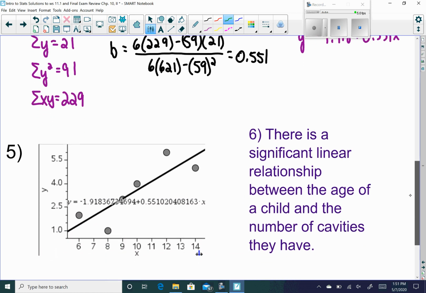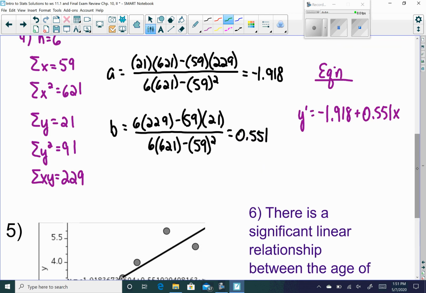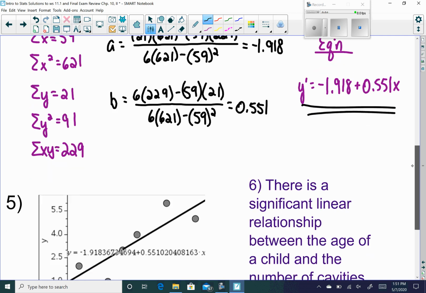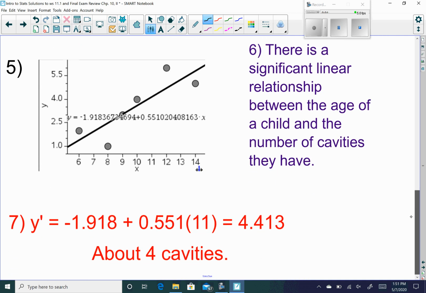So summarize the results. This is where we want to say there is a significant linear relationship at this result as we reject the null hypothesis between the age of a child and the number of cavities they have. Then we're going to use this equation found up here to answer number 7, where x is just going to be 11, and we get about 4 cavities. So we could round to the closest whole number that's here.